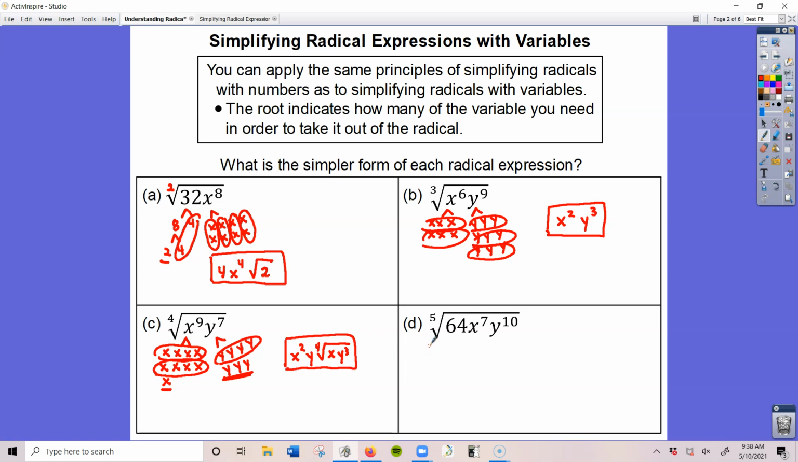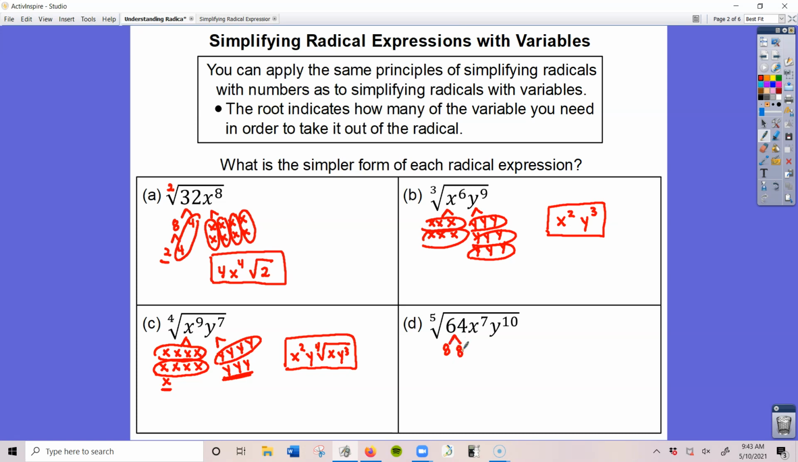Let's try this last one here. We have the 5th root of 64, x to the 7th, y to the 10th. So this one is a larger root, meaning that we're going to need 5 identical of each term in order to move it outside of the radical. Let's start with the 64. 64 is 8 and 8.